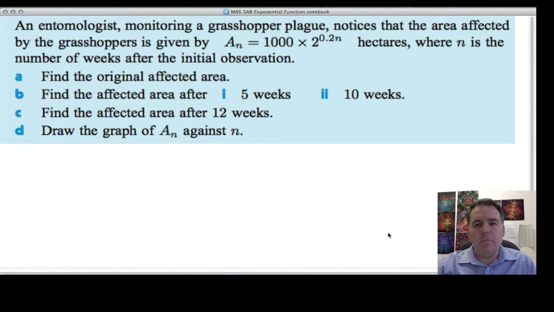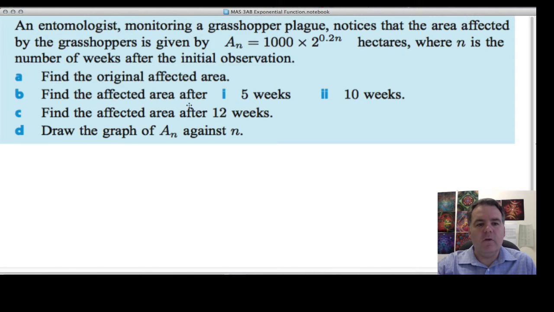We've got a grasshopper plague. And the area affected by the grasshoppers is given by that equation there, 1000 times 2 to the 0.2n, where n is the number of weeks after the initial observation. Find the original affected area. So when they say original, they mean when t equals 0, or in this case, n equals 0. So we substitute n equals 0 into there, 0.2 times 0, 2 to the 0, anything to the power of 0 is 1. So that gives us 1000 grasshoppers initially.